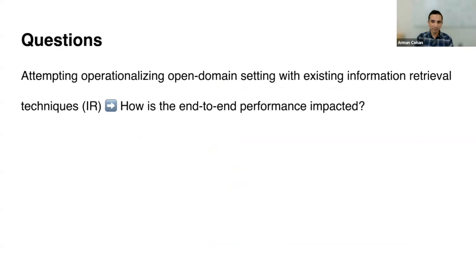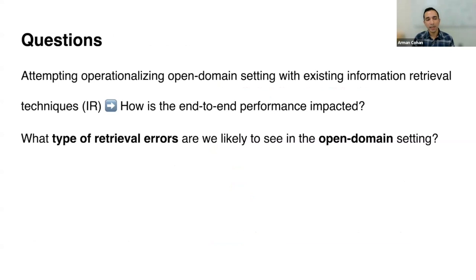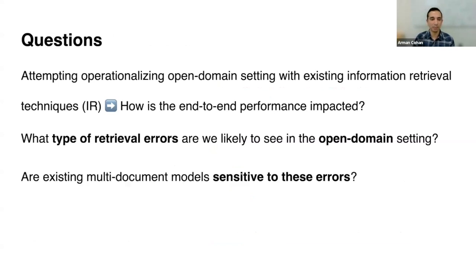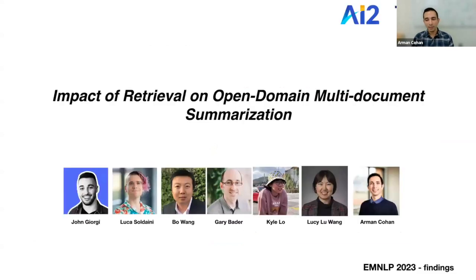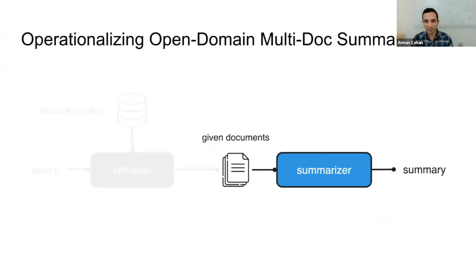So these are the questions that we were interested in. The first was, how is the end-to-end performance impacted if we have imperfect retrieval? And what type of retrieval errors would you likely see in an open domain setting? And are existing multi-document models sensitive to these types of errors? So this was a work where we basically tried to answer these questions.